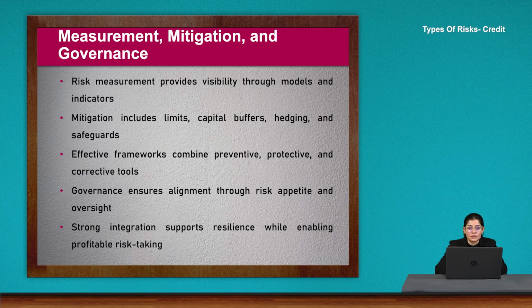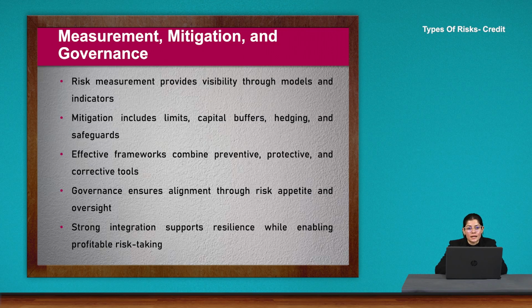Then we have incident response mechanisms. Then we have recovery planning. So governance structures will include board oversight, a clearly articulated risk appetite, independent risk management functions, and regular independent reviews. They bind these elements together. When risk measurement is robust and mitigation is consistently applied, banks are able to take calculated risks that support profitability while maintaining resilience against adverse shocks.